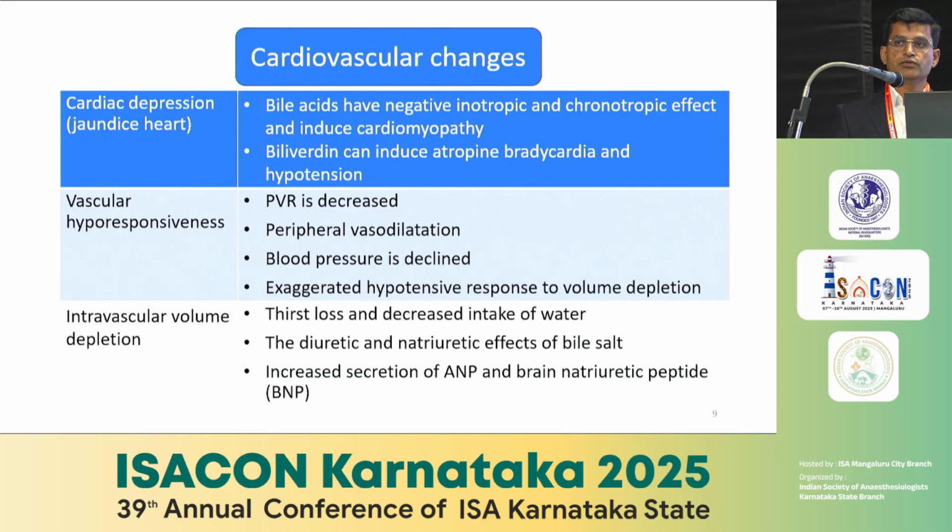Cardiovascular impairment, we generally see three main changes. Cardiac depression, otherwise called the jaundiced heart, is characterized by bile acids having a negative inotropic and chronotropic effect. There will be decreased peripheral vascular resistance, decreased blood pressure, and bilirubin can induce bradycardia and hypotension. We can see vascular hyporesponsiveness, wherein there is exaggerated hypotension because of the volume depletion.